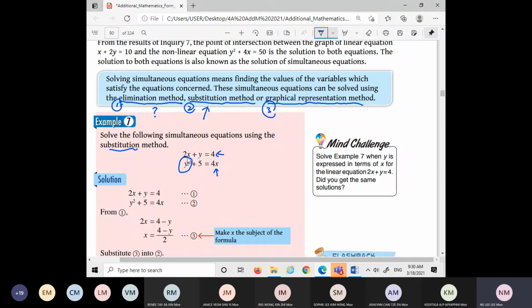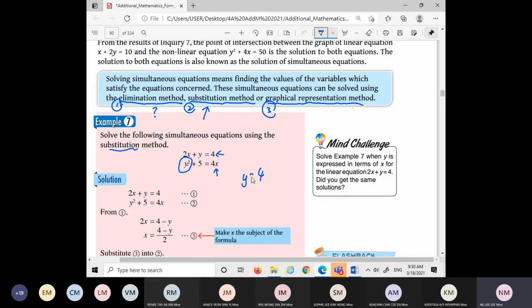Compare with substituting y inside here, where you have to square it. Students always tend to make mistakes on squaring an expression. Because like this you will get 4 minus 2x, and your expansions are always where you make mistakes.